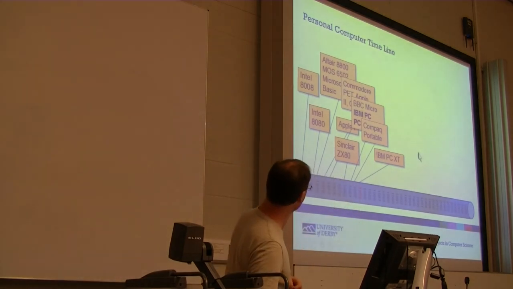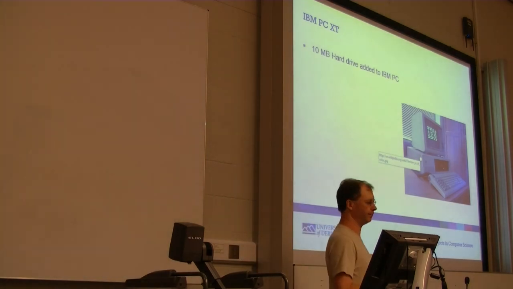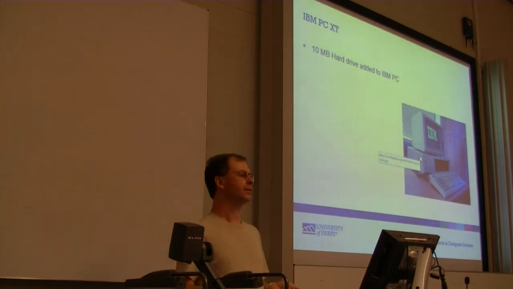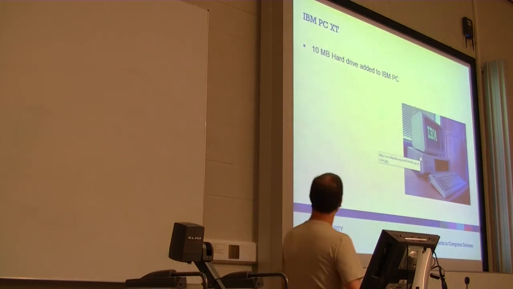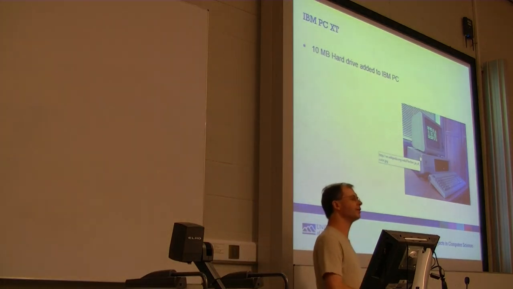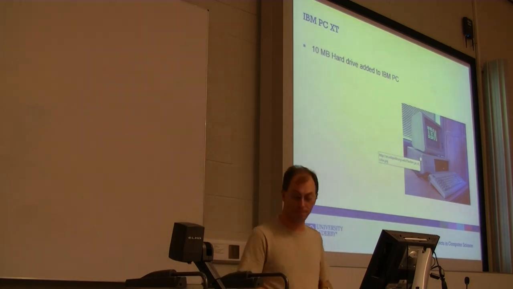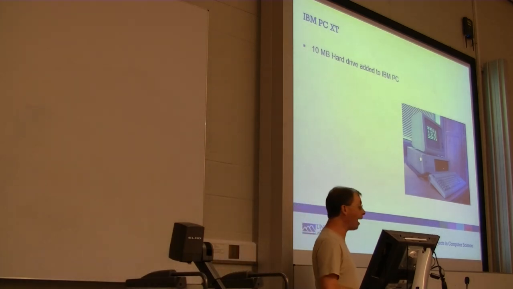But the next big advance was the IBM PC XT hard drive, 10 megabyte. Now, again, you think about 10 meg, that's chump change now. I mean, you just can't imagine. But that was a big advance. This is actually the first version of the IBM PC I used. And I was like, wow, hard drive.